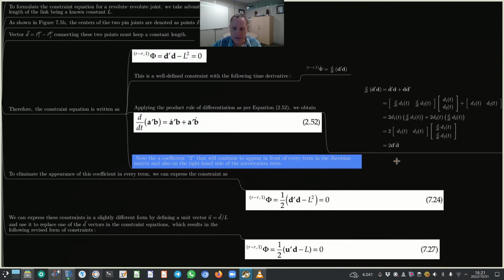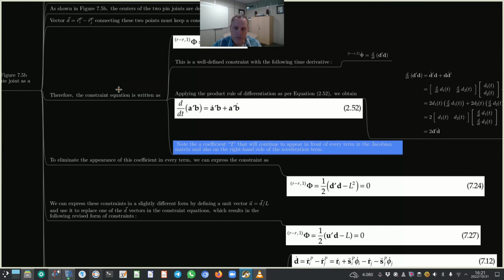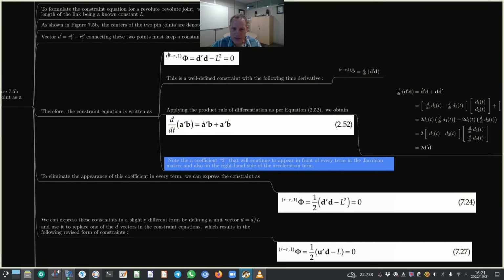So how do we eliminate that coefficient 2? We simply redefine or modify the constraint equation that we defined over here as superscript r dash r for revolute joint, comma 1, a single constraint equation. Phi is a half, or 1 over 2, multiplied by, in brackets, d transpose d minus L squared, and that equals 0. And this is equation 724.